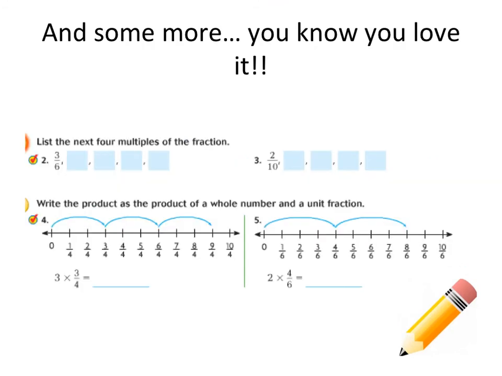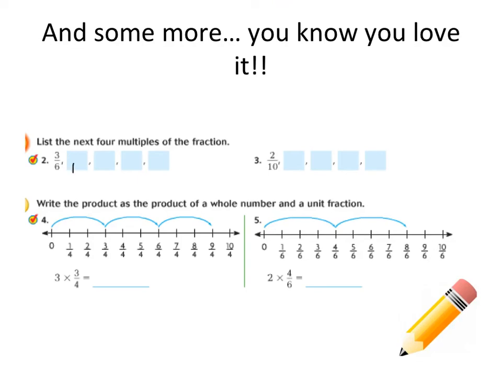And let's do just some more, and these are new. So now you're numbering your paper 2, 3, 4, and 5, and let's see how you do. Pause the video while you try these on your own. All right, let's take a look.